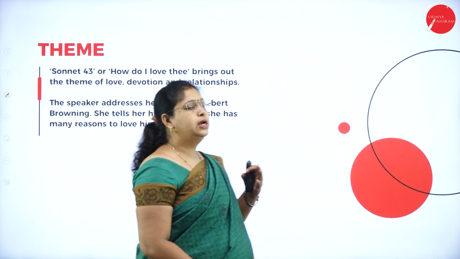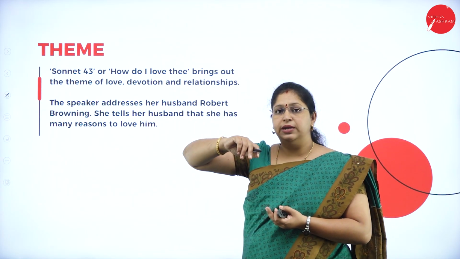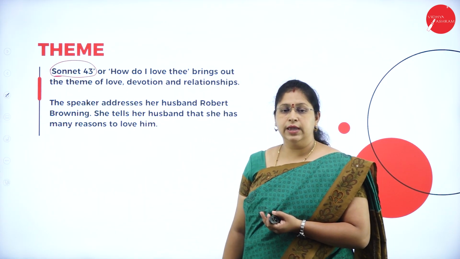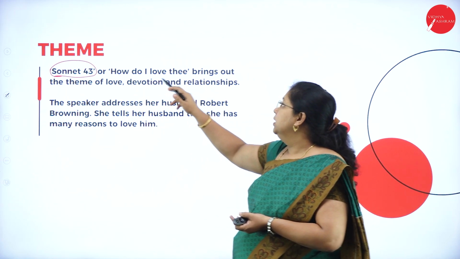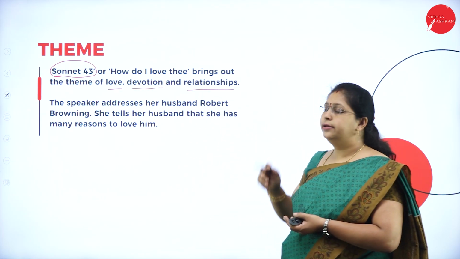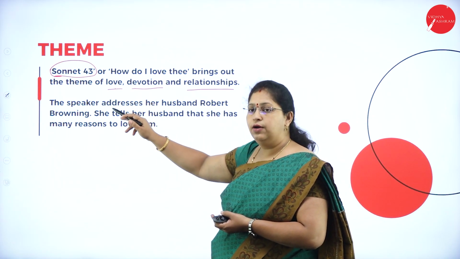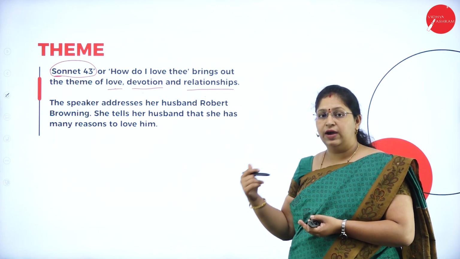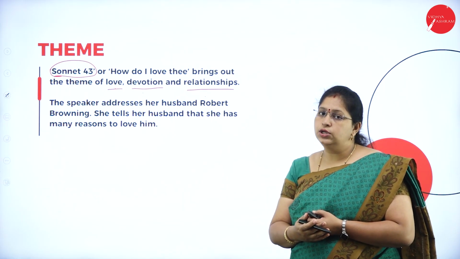Next, we'll go to the theme of the poem. I should mention that this poem is also called Sonnet 43. This poem, How Do I Love Thee, is also called Sonnet 43. And this brings out the theme of love, devotion and relationships. So, what does this bring out? This brings out the theme of love, devotion and relationships. Relationship of husband and wife here, also with the society, how they are portrayed in the society.